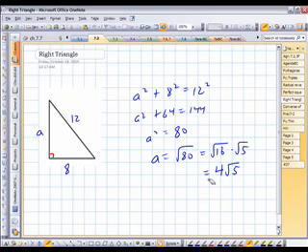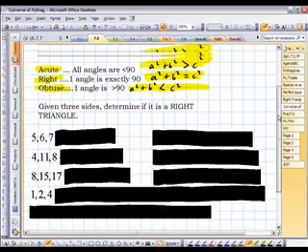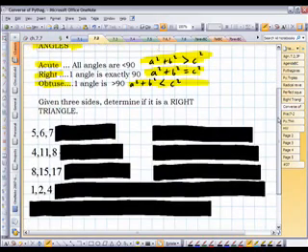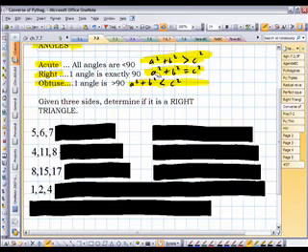So besides using the Pythagorean theorem, we also have what's called the converse of the Pythagorean theorem, which states that if a squared plus b squared is equal to c squared, we've talked about that, then we have a right triangle. However, if a squared plus b squared is greater than c squared, it's an acute triangle. And if a squared plus b squared is less than c squared, it's obtuse. And so here's some examples.